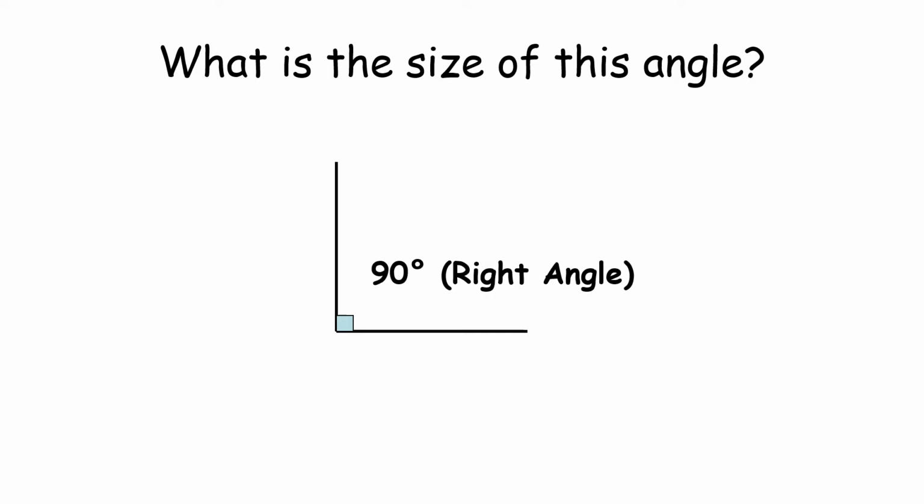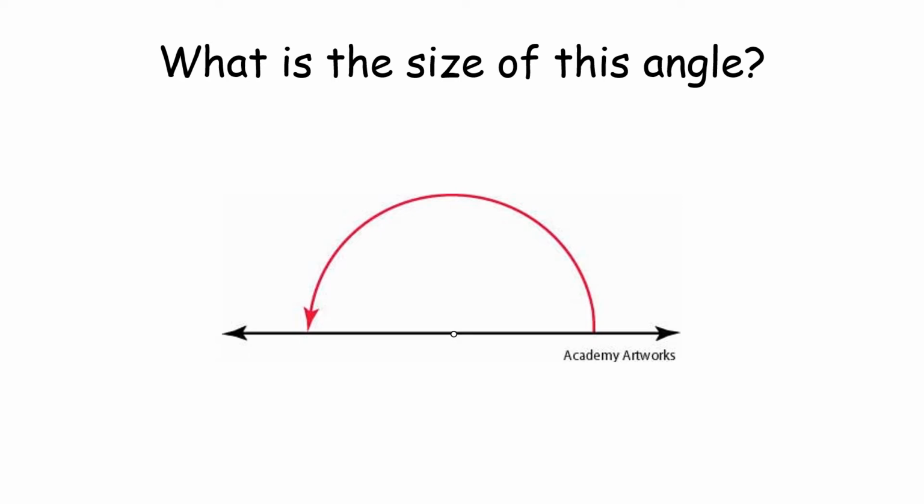And the reason I can say that for sure is because of the little symbol. They gave us a little box in here, and this little box basically means right angle. You might also see it written as a little L, or they might write in 90 degrees. So watch out for things that tell us the size of the angle without telling us the size of the angle.